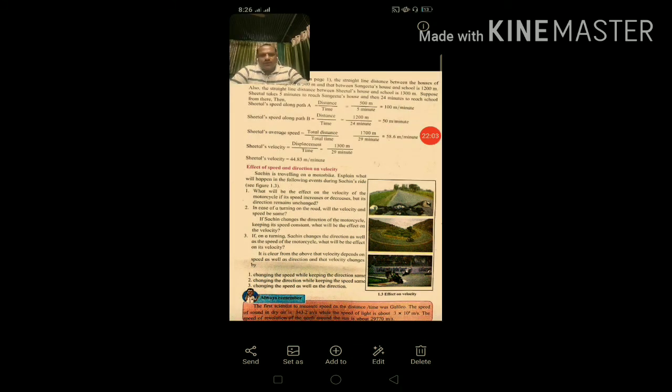Now all of you students, read this lesson carefully and solve the related questions about that teaching point.